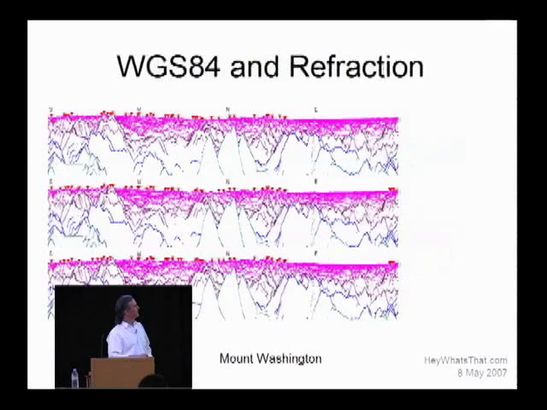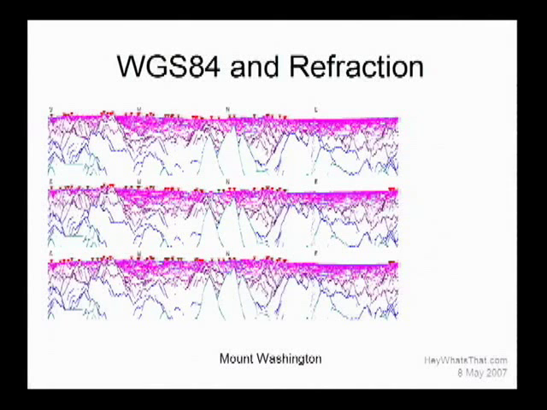Just in passing, I'll mention that I do use the World Geodetic System 84 reference ellipsoid, and I correct for refraction. As a practical matter, I do it so that if anybody asks, I can repeat the statement that I just said. This is all Mount Washington again. One of these is on a spherical Earth, one of these is on the reference ellipsoid without refraction, and the last one is on the reference ellipsoid with refraction. Does anyone care to hazard a guess at the order?